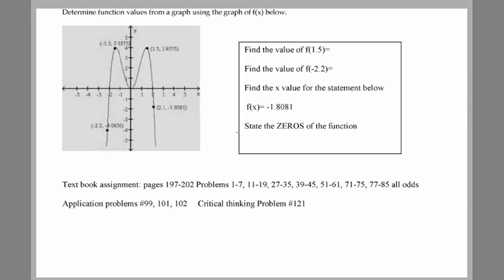Let's finish up section 2.1 with determining function values from a graph. Using the graph of a function that's been given to you below, but we don't have the equation. All we have is the picture of the graph, and we want to find function values, and we haven't done that yet. So it's graphical interpretation of function values. First of all, just remember that each of these ordered pairs is an x comma y.